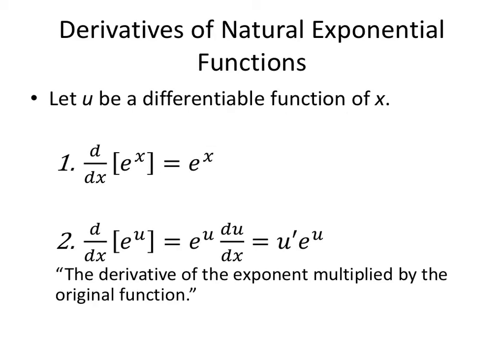So, derivatives of natural exponential function. Let u be a differentiable function of x. This is why mathematicians and scientists love a base of e for exponential functions. The derivative of e to the x is itself, e to the x. The derivative of e to the u is e to the u times the derivative of u. We might write that as u prime times e to the u, which says the derivative of the exponent multiplied by the original function, the e to the u that we started with. So anytime we take a derivative of e to some power, we're going to have a copy of that original in our derivative.